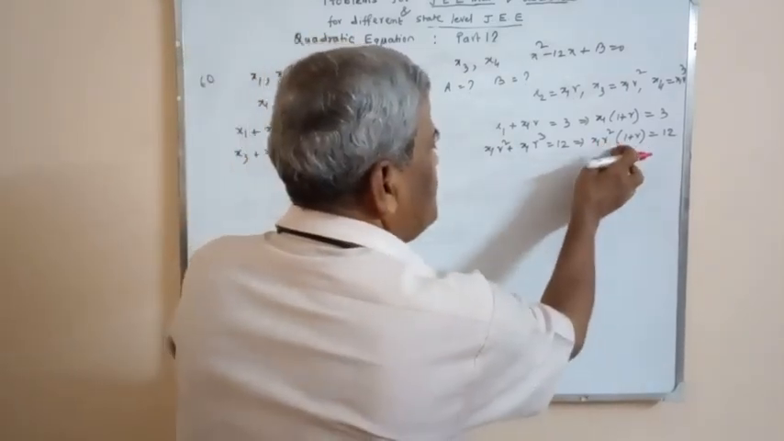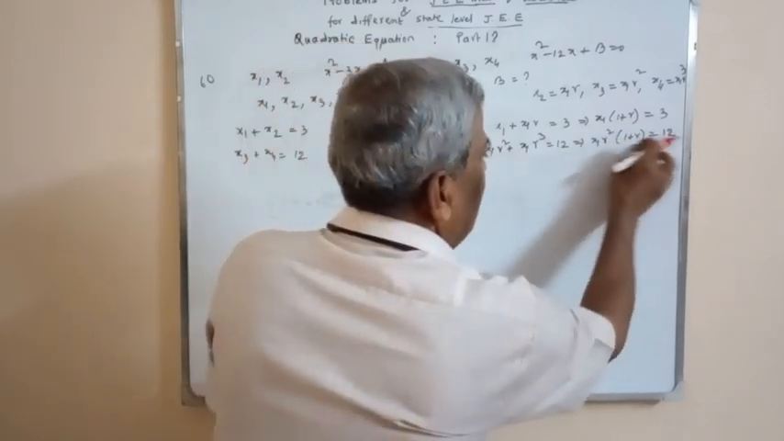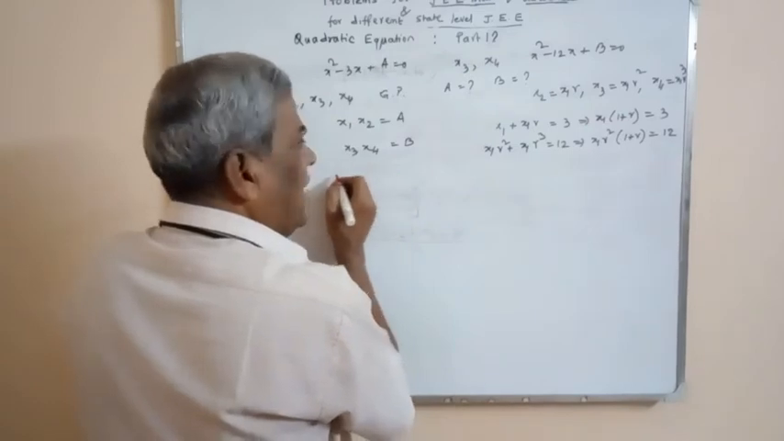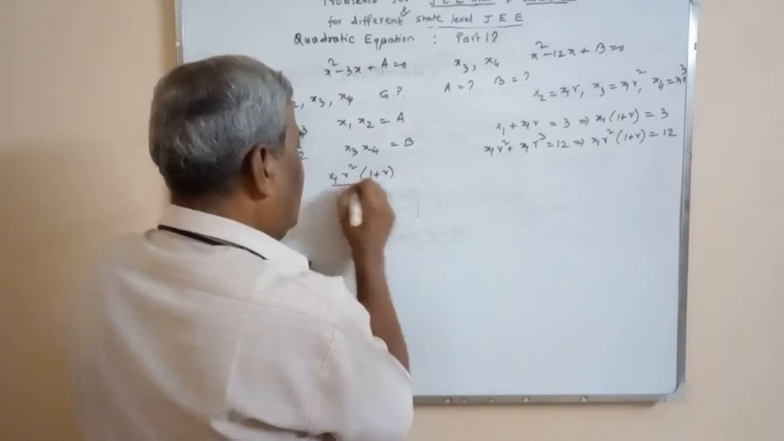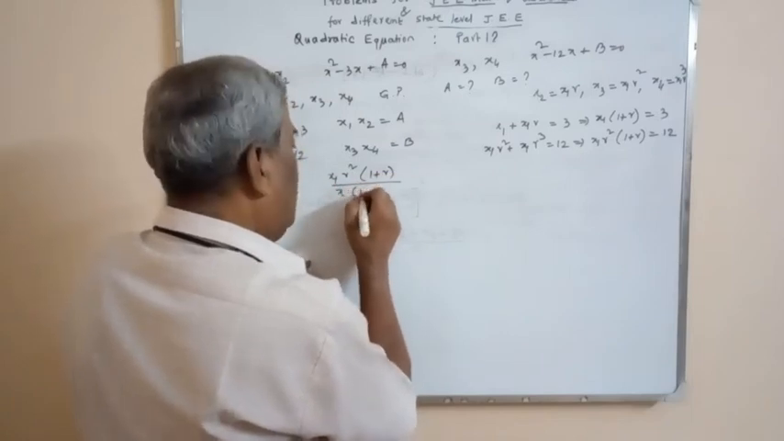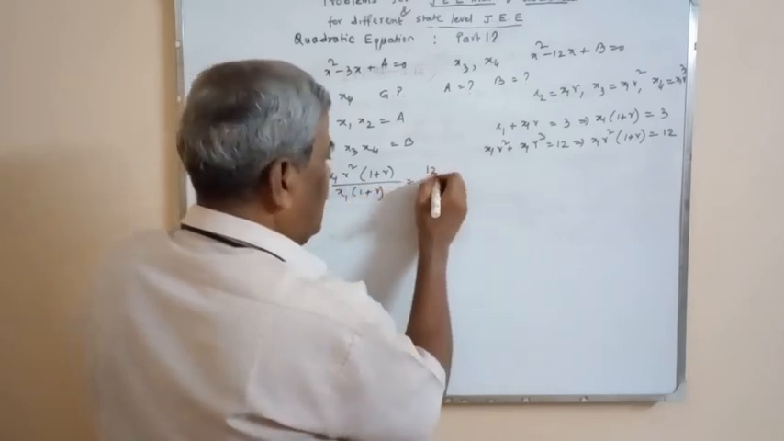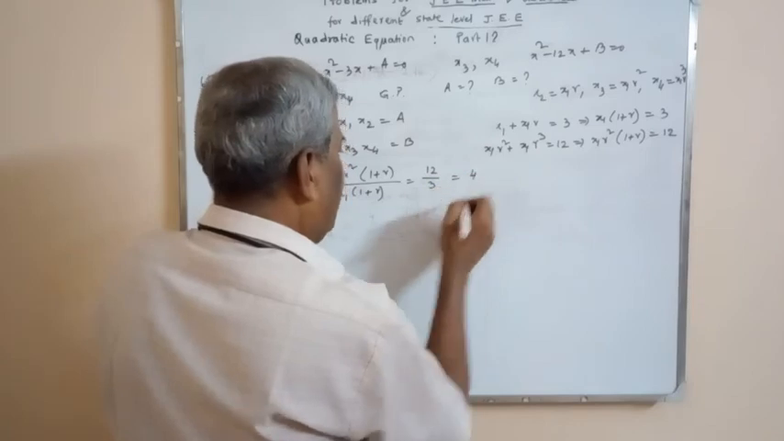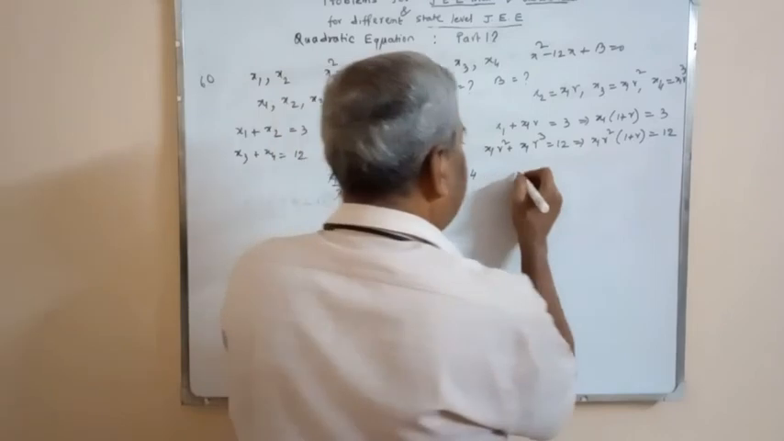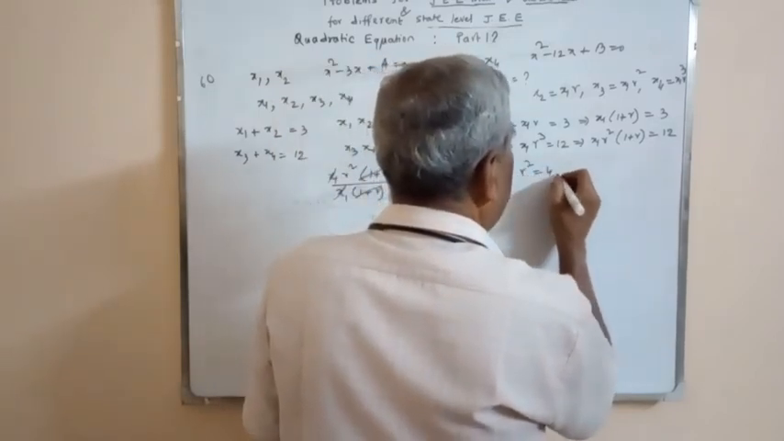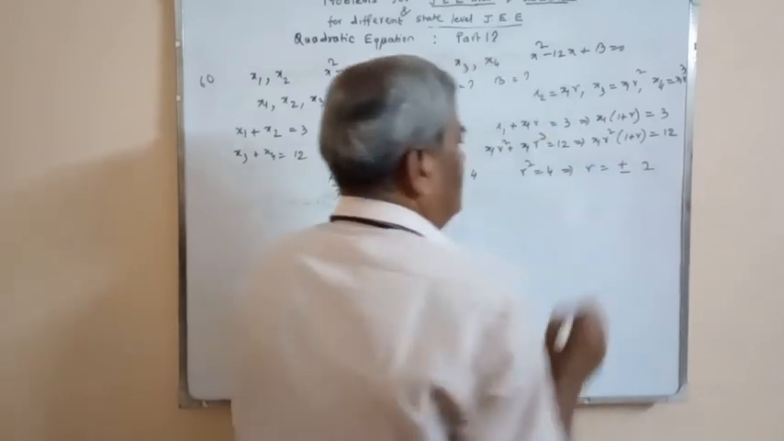Now, dividing this by that, we can calculate r. This divided by that, that is, we have x1 r square into (1 plus r) divided by x1 into (1 plus r), equal to 12 by 3, that is 4. So 1 plus r cancels, x1 cancels, r square is equal to 4, giving r is equal to plus minus 2.